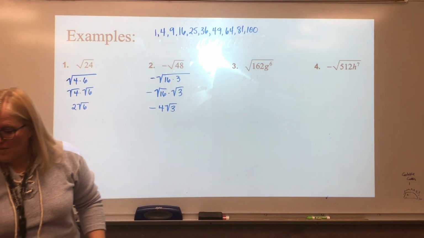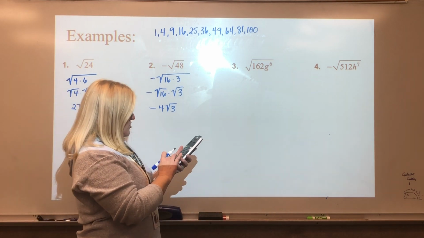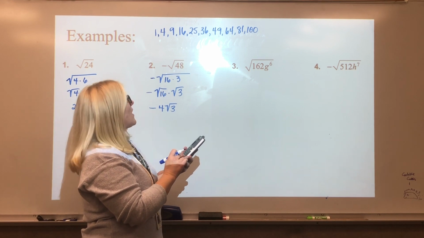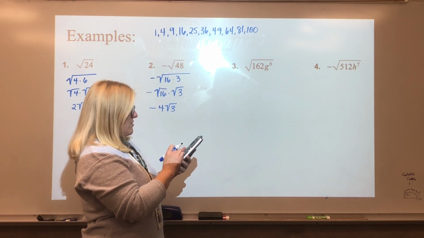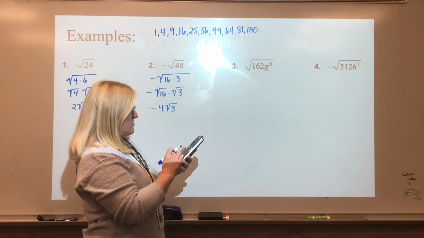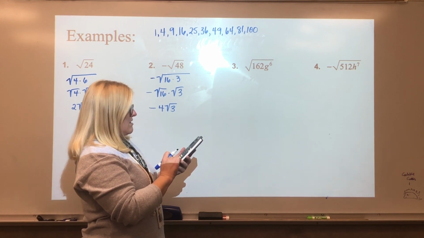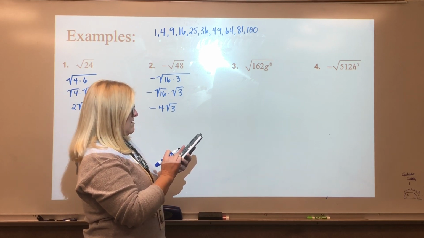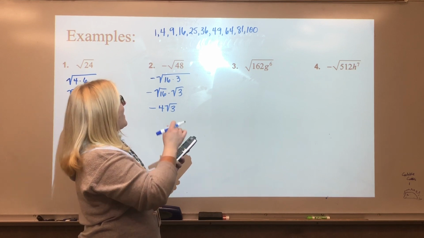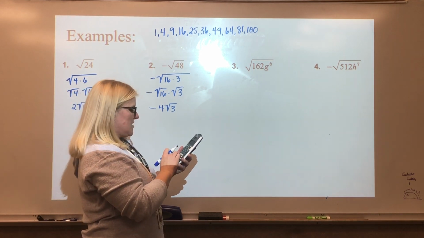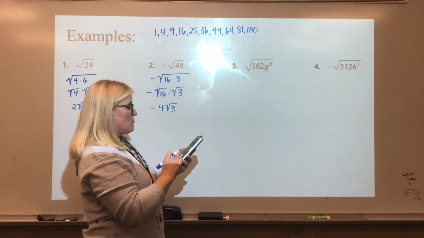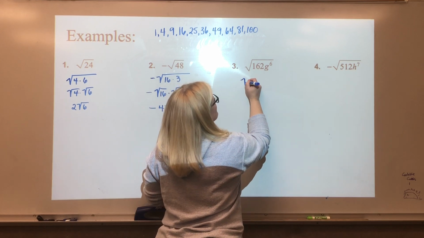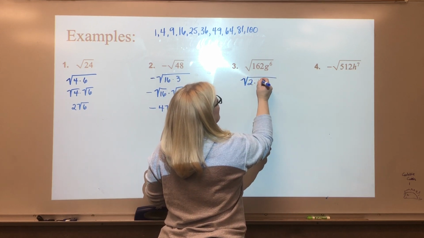Okay, 162, I'm actually not sure. I'm going to just try a couple. So 162 divided by, let's try 36. Nope. 162 divided by 64. Nope. 162 divided by 16. Nope. Okay, I'm not sure. Let's see. 162 divided by 2 is 81. So 81, I should have known that too. So this is the square root of 2 times 81.